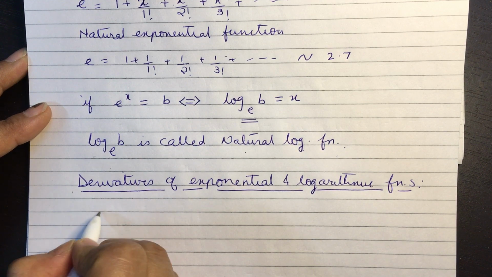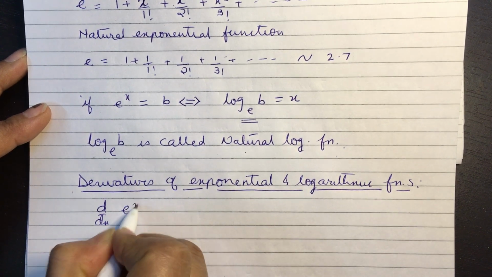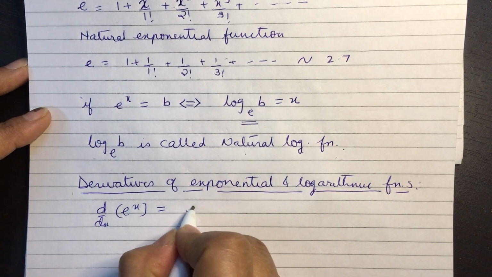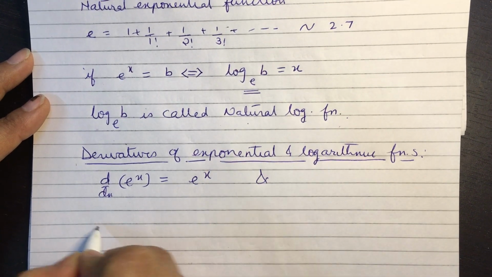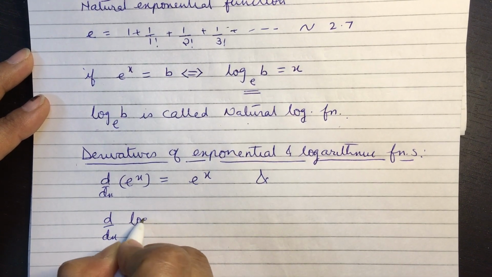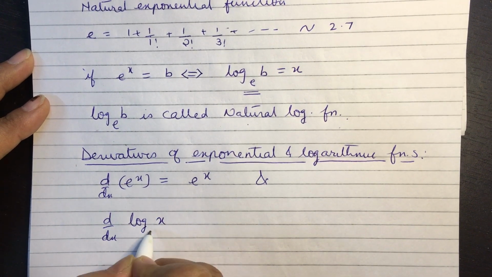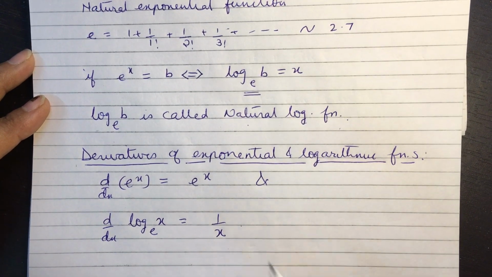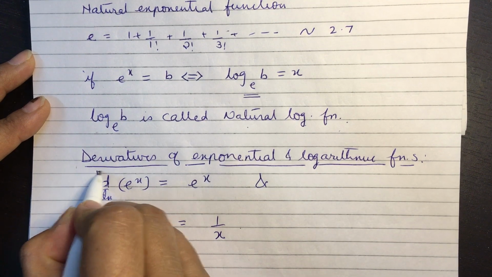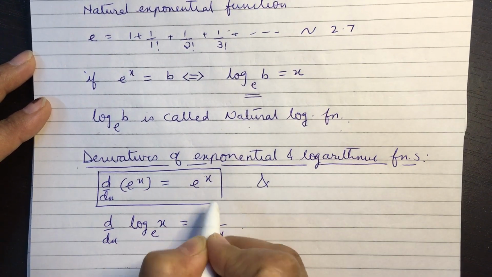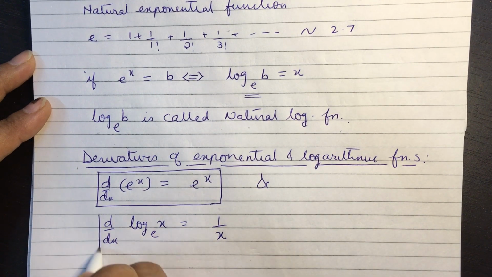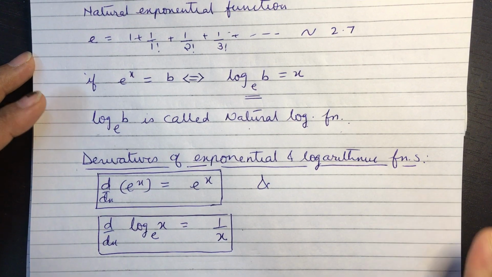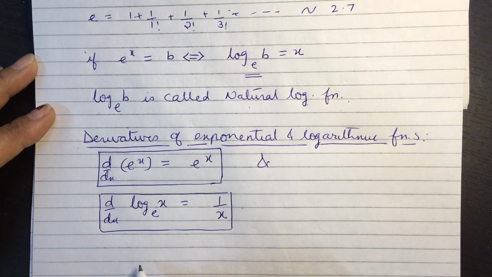So the derivative d by dx of e raised to the power of x, which is the natural exponential function, is defined to be e raised to x, and d by dx of log x to the base e is defined as 1 upon x. These are the two results which we are going to take, and based on this we will be doing the next exercise. But before proceeding to the exercise, we will just quickly discuss the various laws of logarithms.